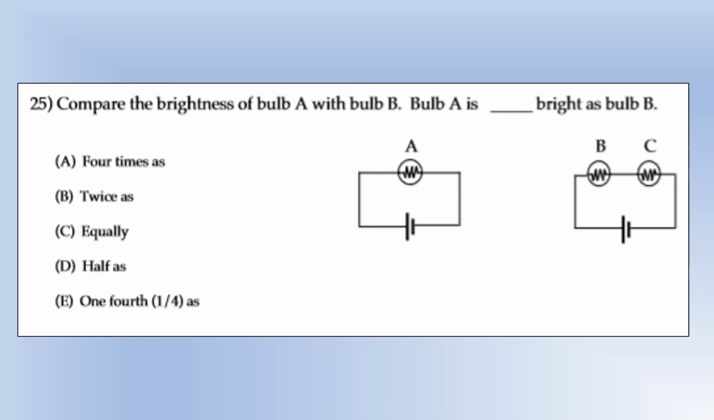So compare the brightness of bulb A with bulb B. Bulb A is blank bright as bulb B. So select your answer, let's take a look. Okay, so this is very similar to a question we've seen before. We've got twice as much resistance in the second circuit, therefore half as much current because we've got the same EMF. Power is equal to current squared times R. So if the current is halved, power is quartered, therefore bulb A is 4 times brighter than bulb B.